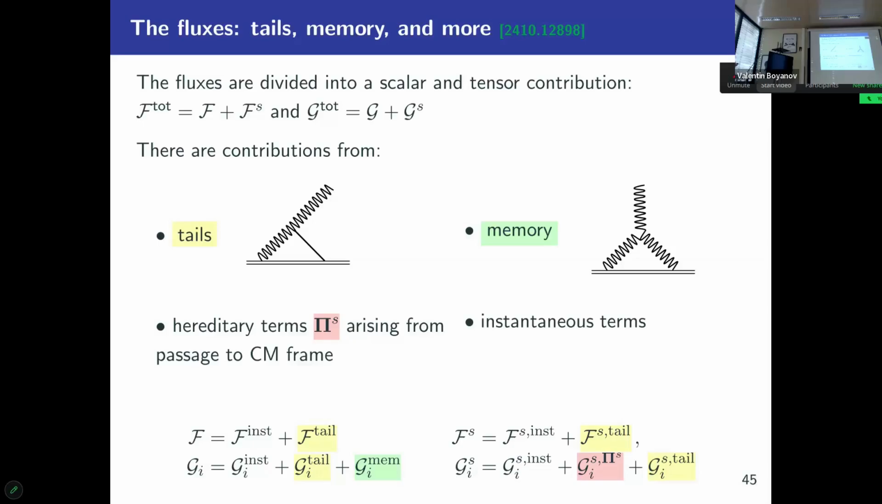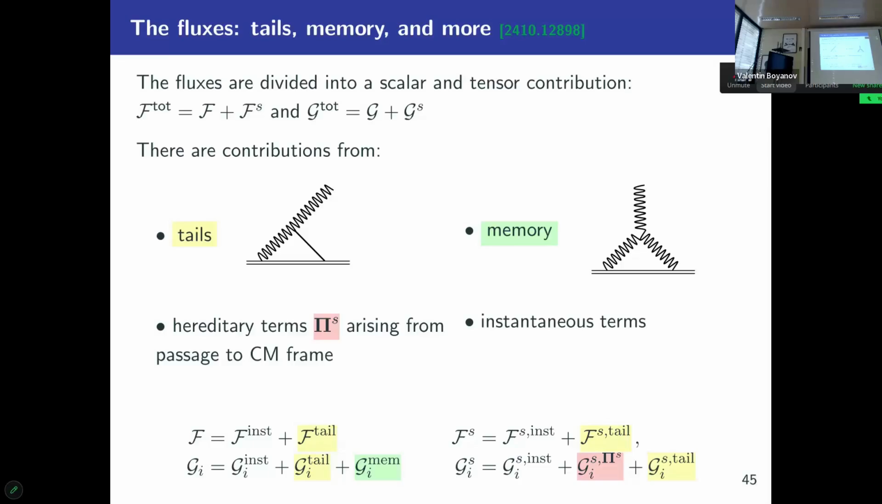So you have a tensor sector and you have a scalar sector. And in the computation of these, you have some nonlinear effects that appear. You have tails. I've shown you all these in the context of GR, so it's essentially the same thing, but with different moments, like scalar dipole moments. You have quite a few tails, you have a memory term, and you have lots of boring instantaneous terms I'm not going to be discussing.